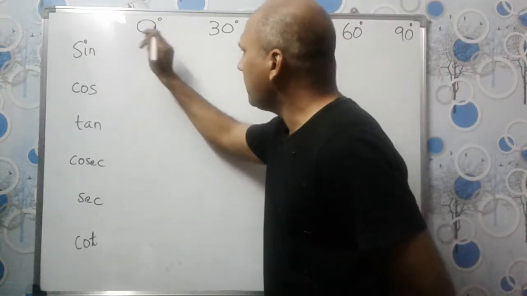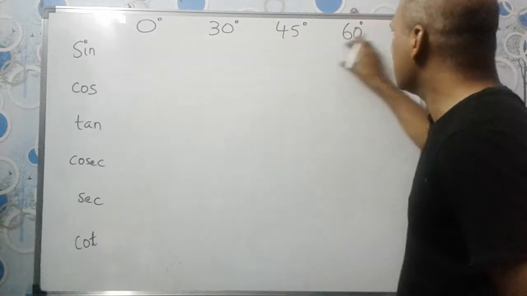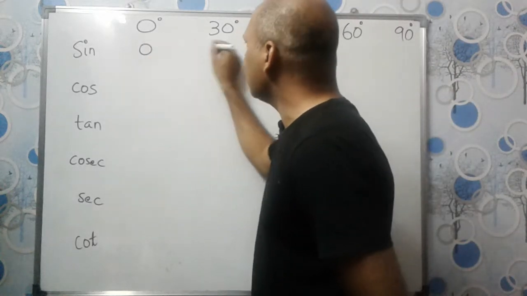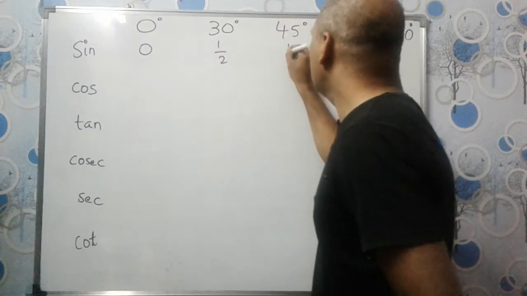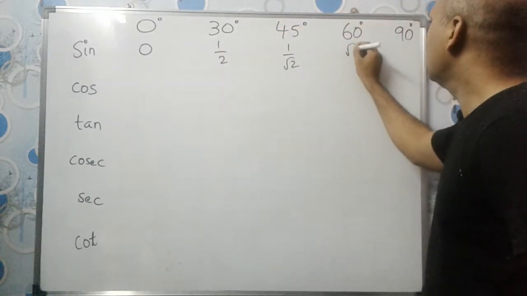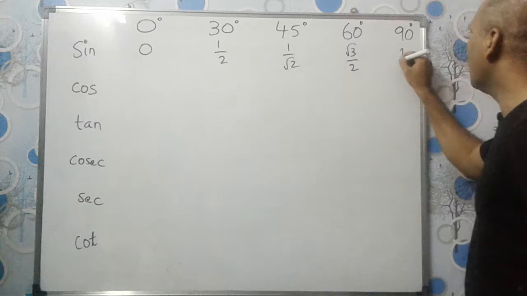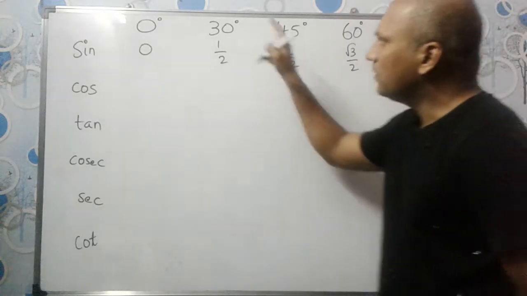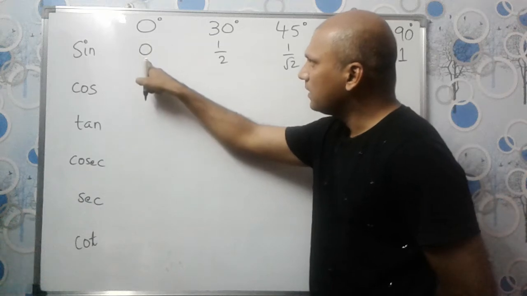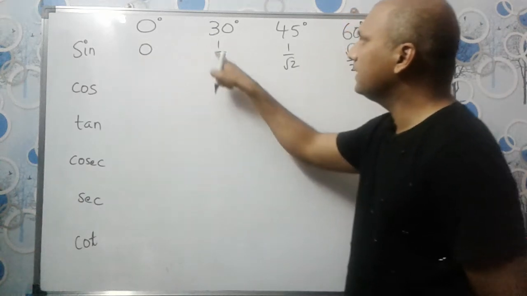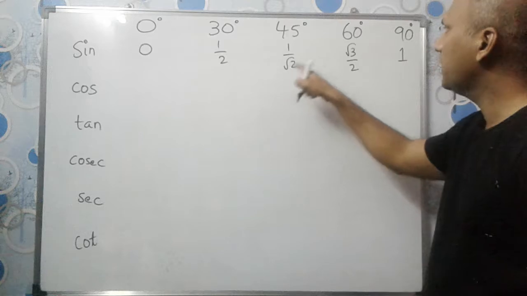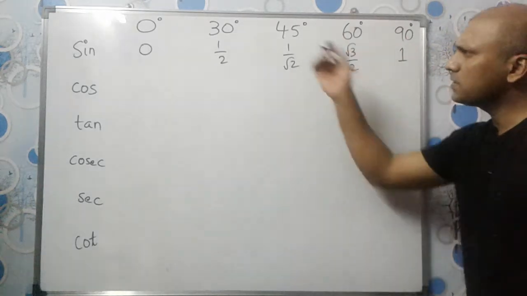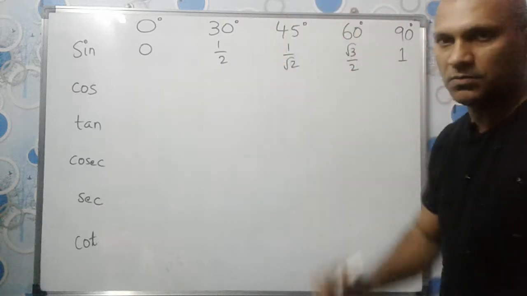See, my advice is to memorize the first line by heart. It is 0, 1 by 2, 1 by root 2, root 3 by 2 and 1. There is a reason why we wrote sine 0 degrees as 0, sine 30 degrees as 1 by 2, sine 45 as 1 by root 2, sine 60 as root 3 by 2, sine 90 as 1. It's not because the numbers look fancy and we are writing them there.